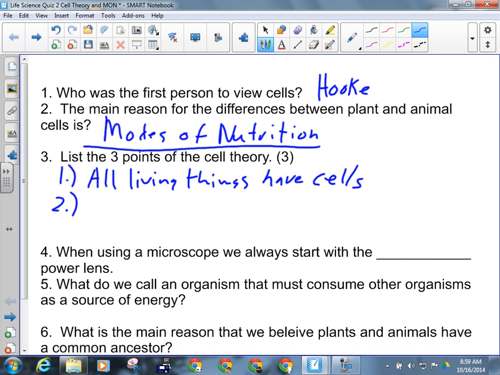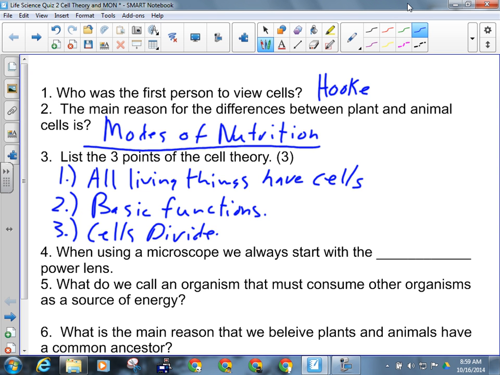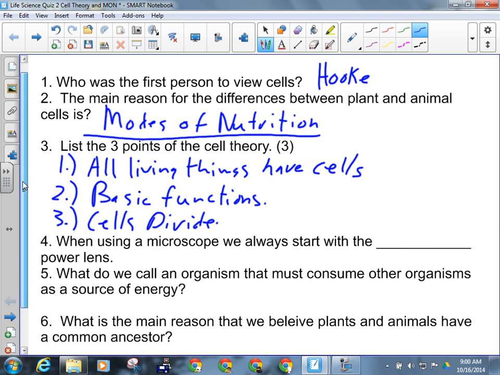Okay, second thing, basic functions. If they have something about cells carrying out the basic functions, they get a mark for that. And thirdly, cells divide. They reproduce by dividing. There's no spontaneous production of cells, so something along those lines for the third point. That's 1 mark each for the 3 points. Okay, questions for 3? All right.